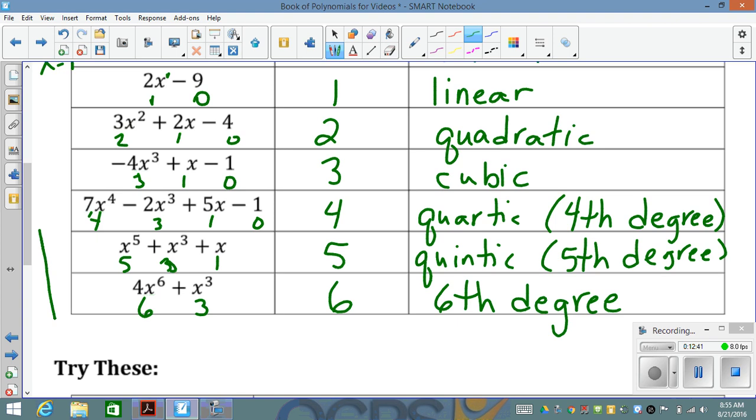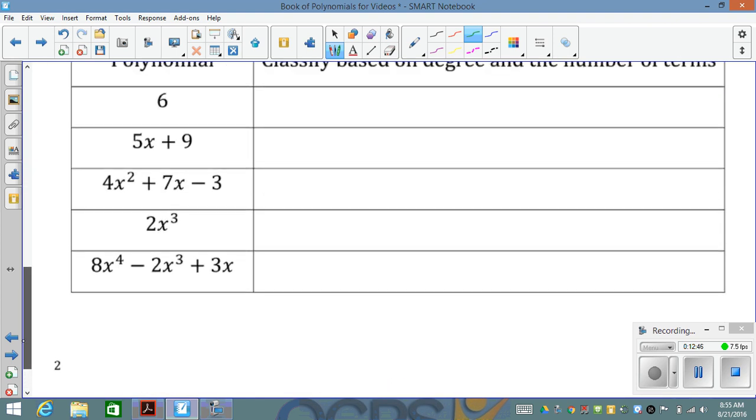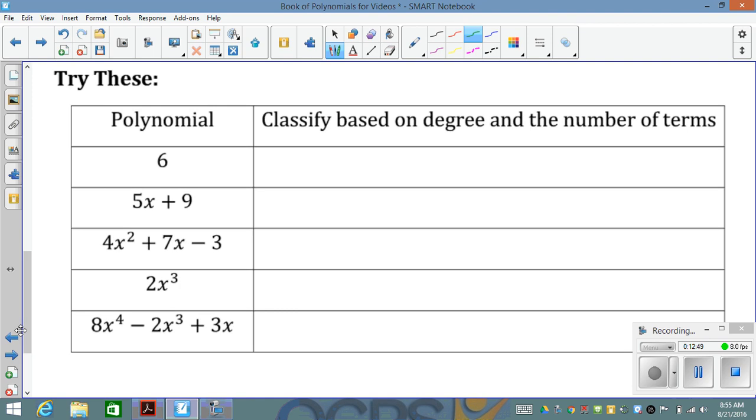Okay, I want you to try these at the bottom of the page. You are labeling it, classifying it, naming it based on the degree and the number of terms. Okay, I'm going to help you with the first one. So the first one, by degree, there's no x, so it is constant. By number of terms, there's one term, so it's monomial. So for each of these, it'll be 2 words. One from the first table on page 1, one from the second table right above this. Okay, good luck.